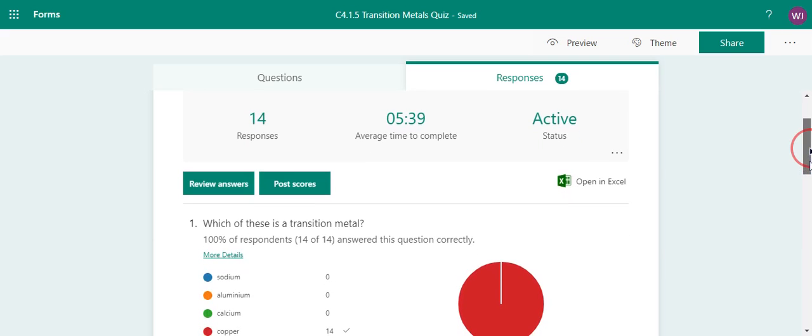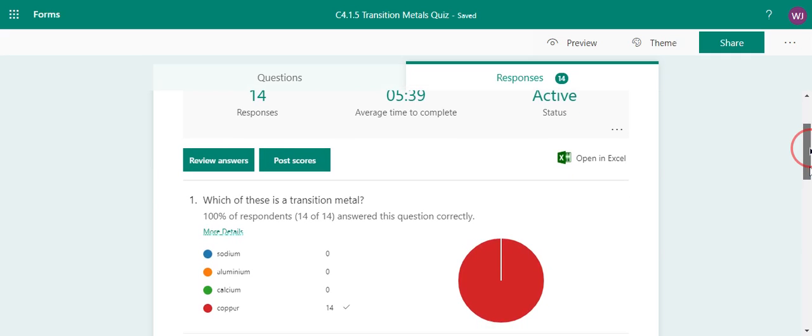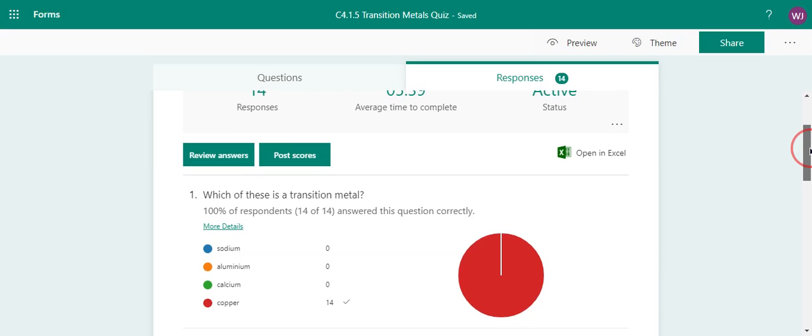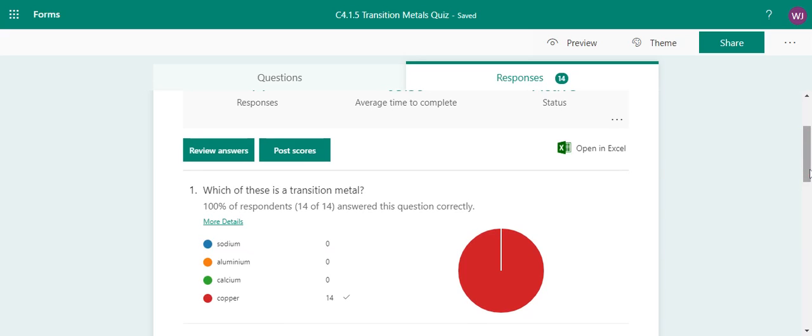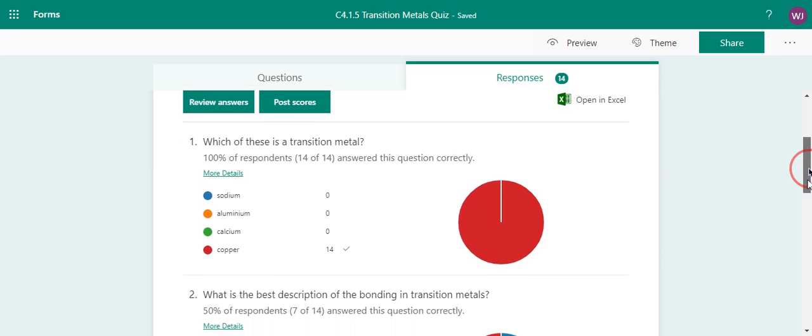So first question, this was a good start. All of us got this right. Which of these is a transition metal? We just need to be able to see where they are on the periodic table, and we've all clearly done that. So we've identified that copper is a transition metal. Sodium, we know from our work on alkali metals, is in group 1, aluminium is in group 3, and calcium is in group 2. So well done for that question.